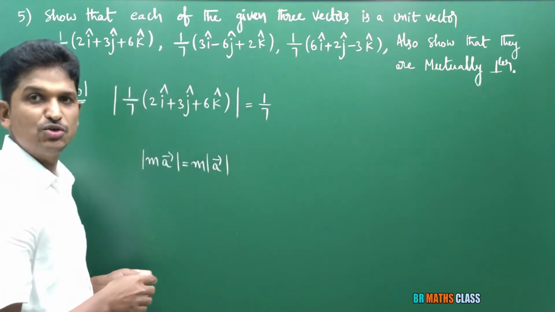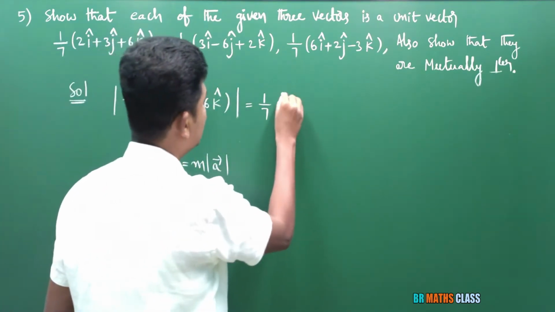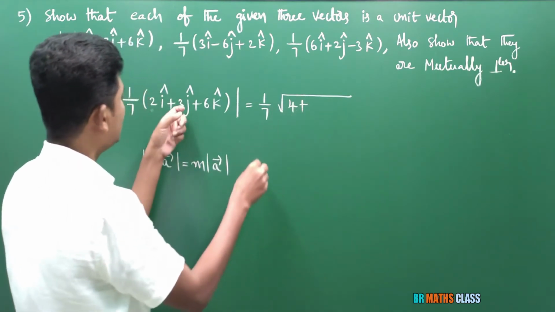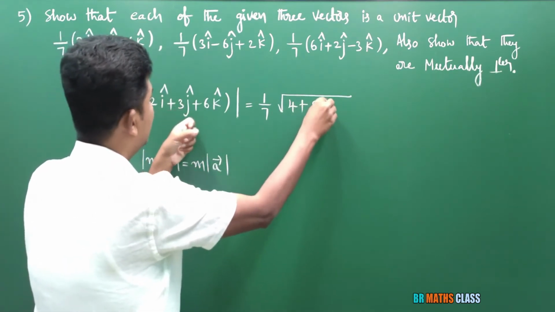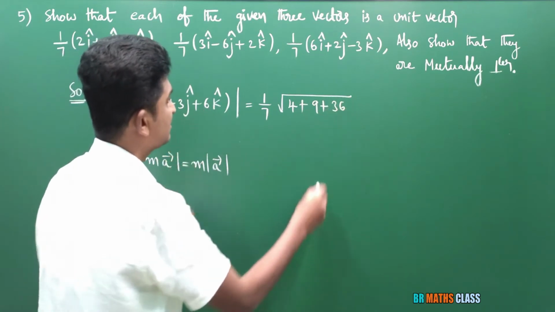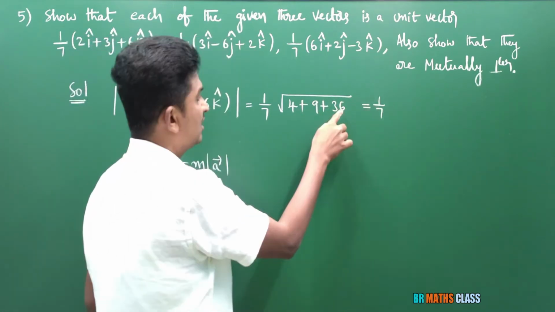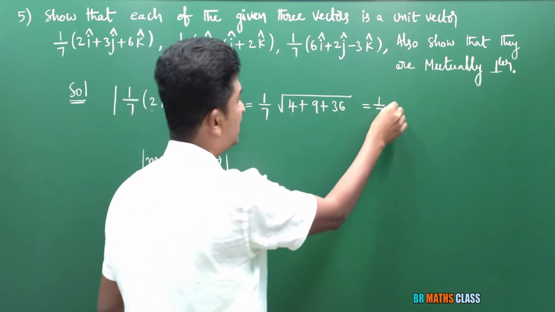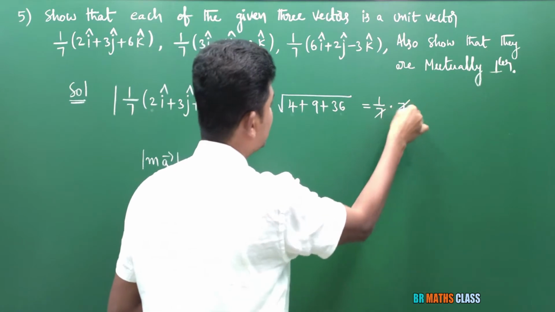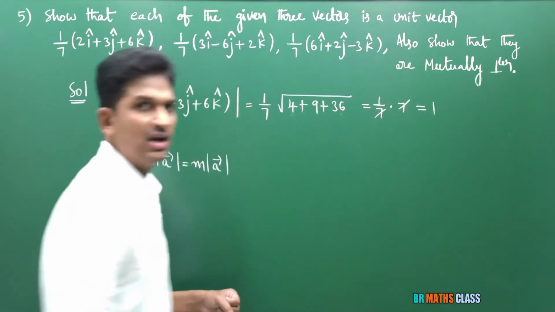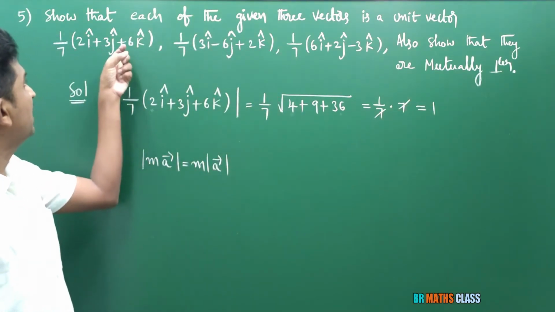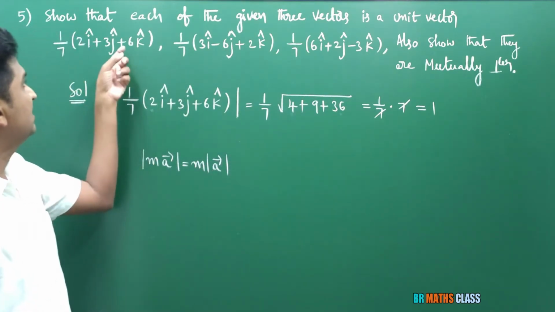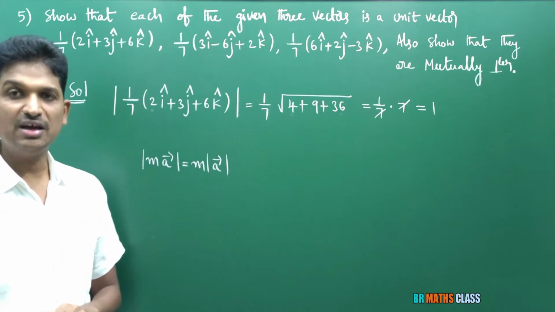Okay, what is the magnitude of this vector? It is root over 2 square, which is 4, plus 3 square, which is 9, plus 6 square, which is 36. 36 plus 4 is 40, 40 plus 9 is 49, root 49 is 7. So this 7 will get cancelled. You got 1. That means the magnitude of this vector is 1. From this, I can say that this is a unit vector.